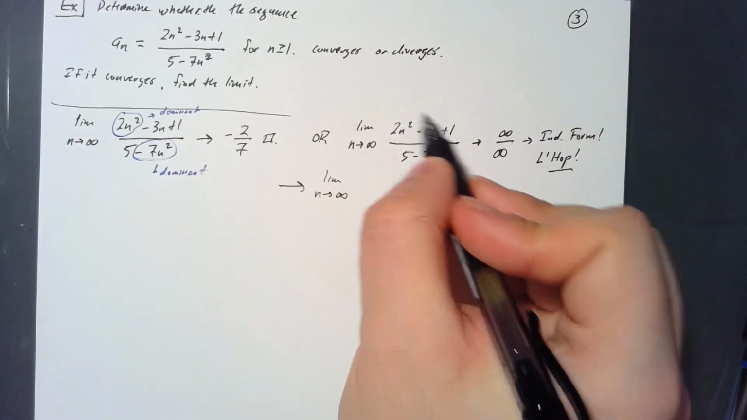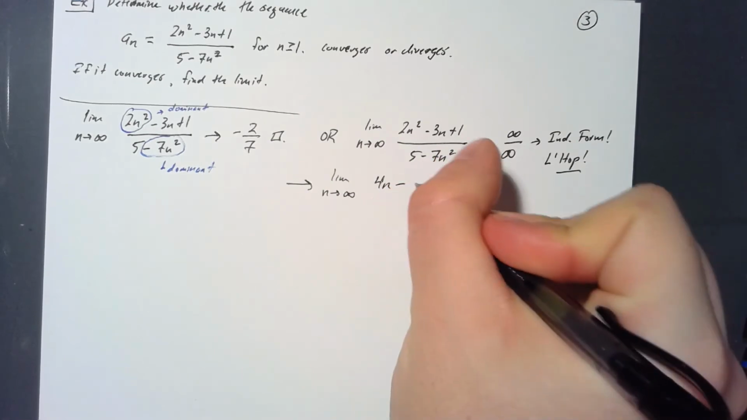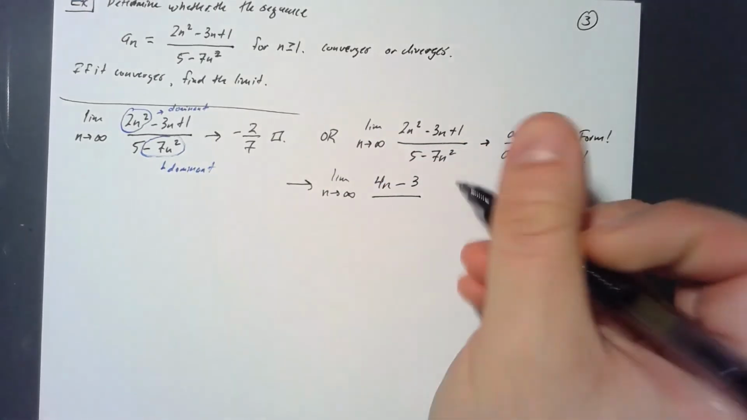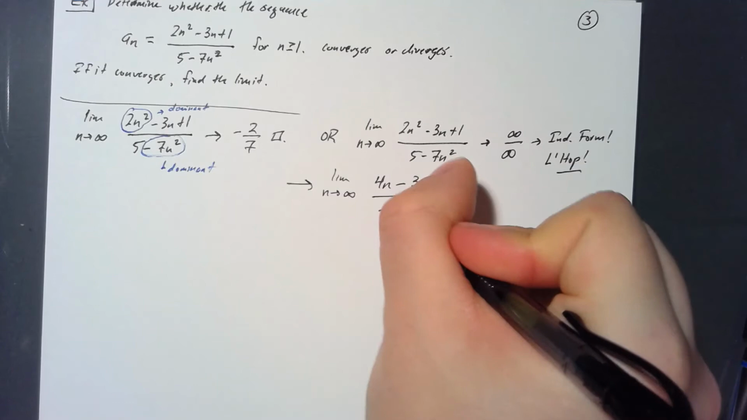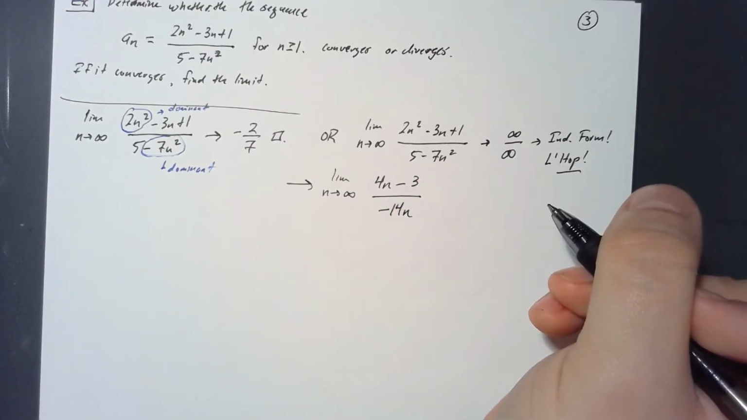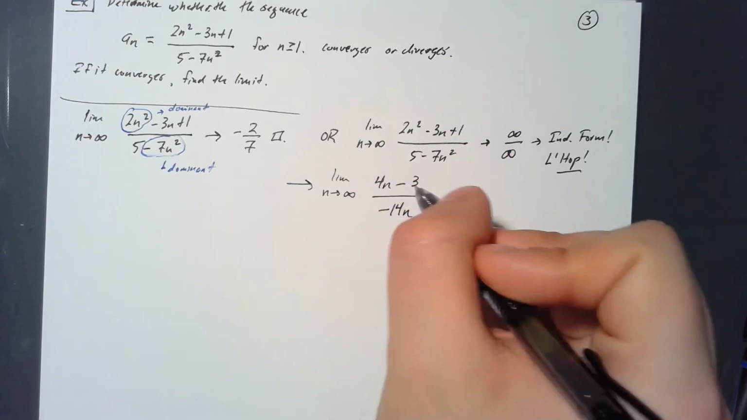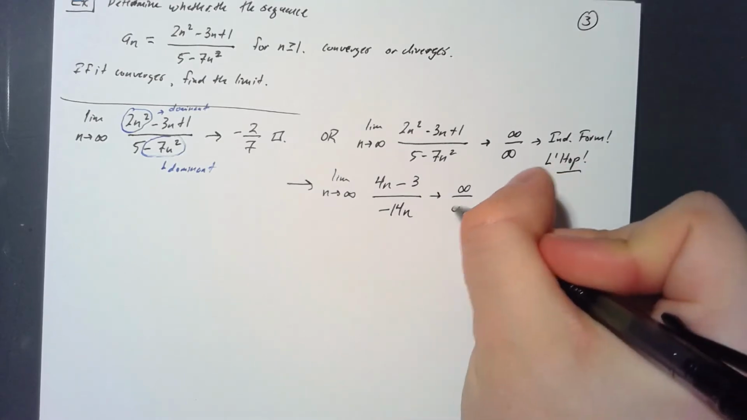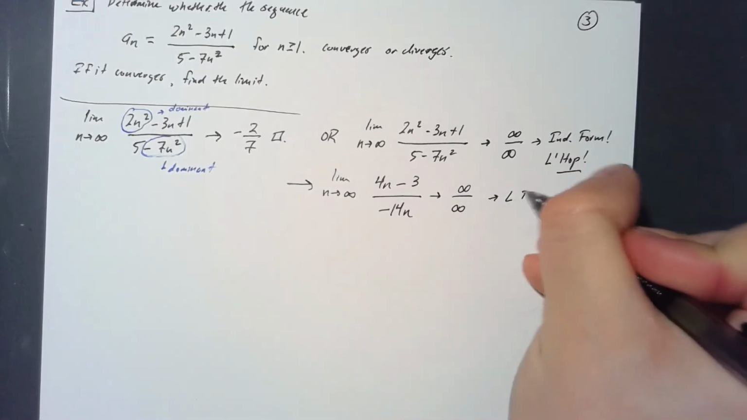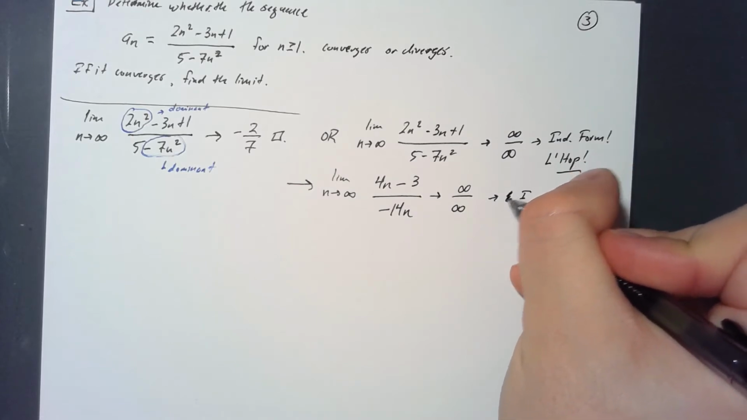So what's the derivative of the numerator? It's going to be 4n minus 3 all over the derivative here. So that's going to be -14n. Take the limit of that again. So if you take the limit there, well, infinity minus, that's still infinity, over -14 times infinity, that's still infinity. So that's indeterminate, right? That's indeterminate.